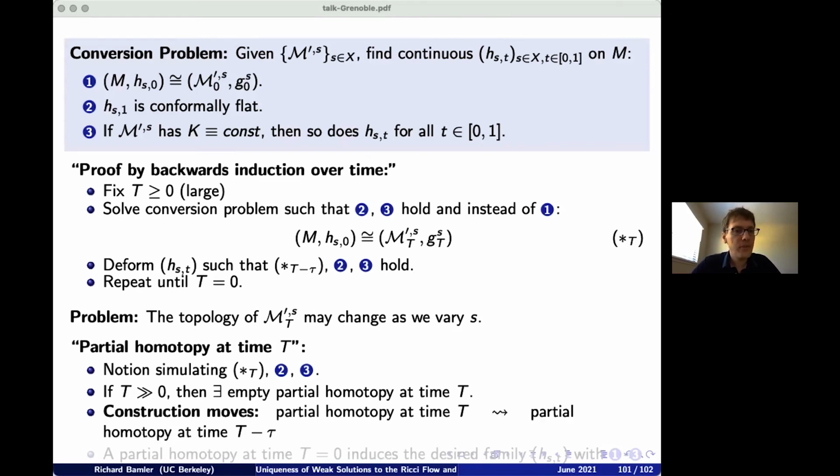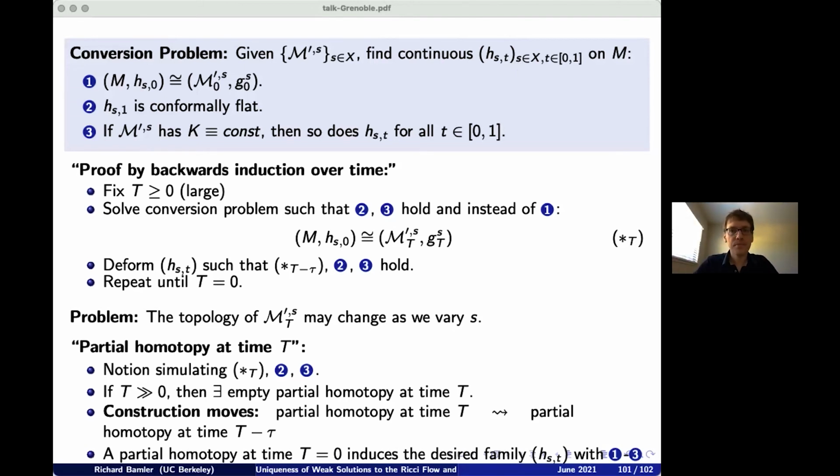And then this definition will be flexible enough to allow certain construction moves. So I can modify partial homotopies in such a way that I can take a partial homotopy at time t and use these moves to construct a partial homotopy at time t minus tau. And then I can repeat this process until I can show the existence of a partial homotopy at time 0. And again, this definition of a partial homotopy is chosen in such a way that the existence of a partial homotopy at time 0 implies the existence of a family of metrics satisfying 1, 2, and 3. Okay? So this is the idea here.